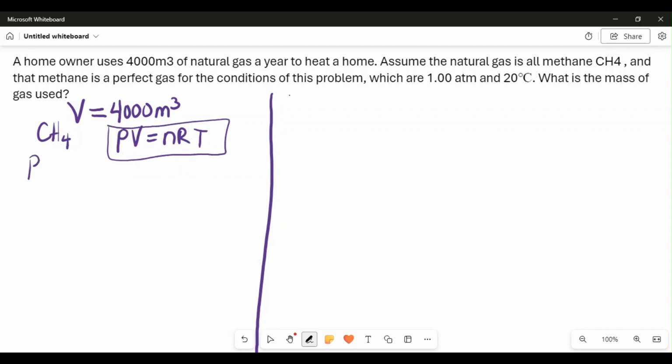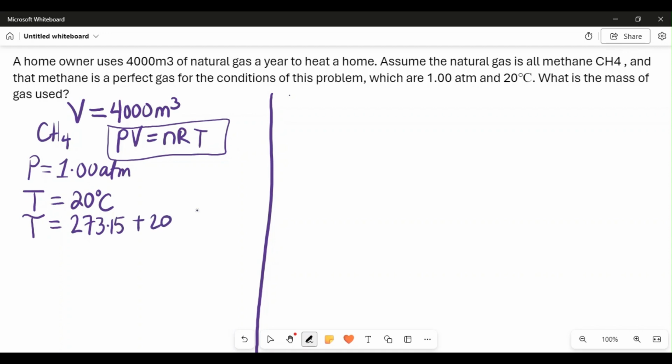We're told the pressure is 1.00 atmosphere, and the temperature is 20 degrees Celsius. In the perfect gas equation, we never use degrees Celsius. Instead, we have to convert to Kelvin. So temperature is going to be 273.15 plus 20, which is the same thing as saying 293.15 Kelvin. So we've gotten the temperature in kelvins, which is what we want.